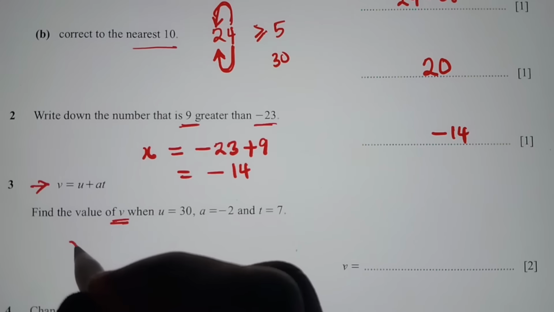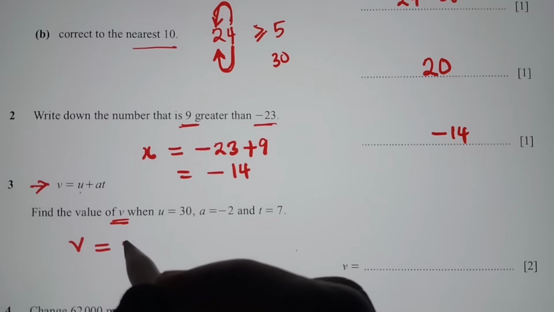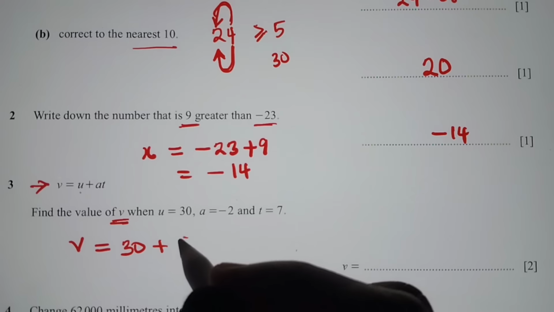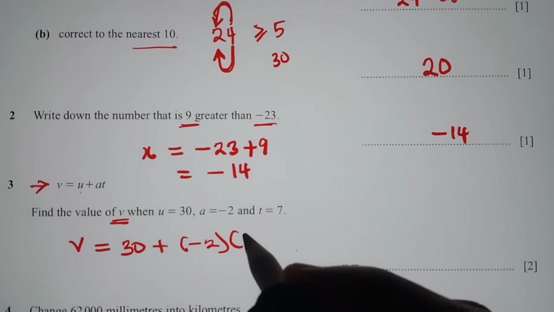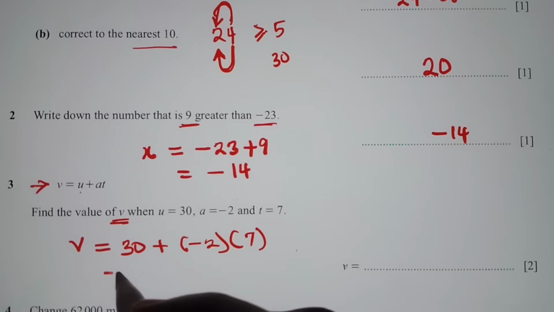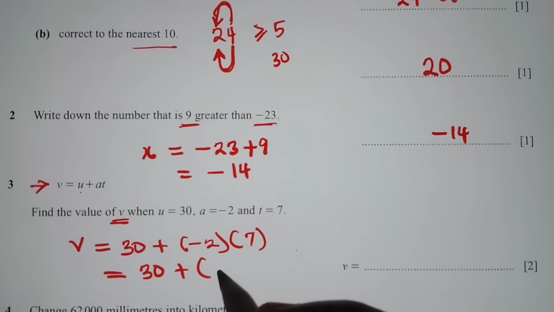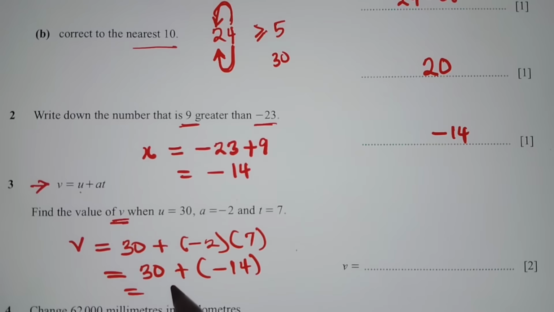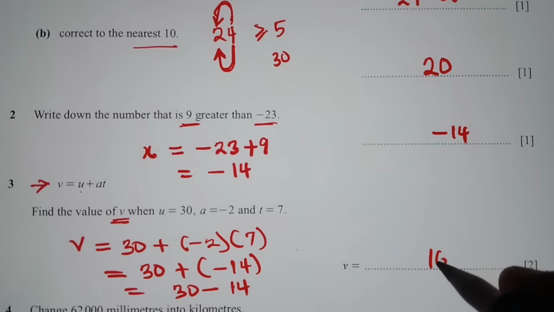So it means that v is equal to u, which is 30, then plus a, which is negative 2, then t is 7. We open up our bracket, so we have 30 plus, when you multiply this, you have negative 14. That's 30 minus 14, and that is simply 16.